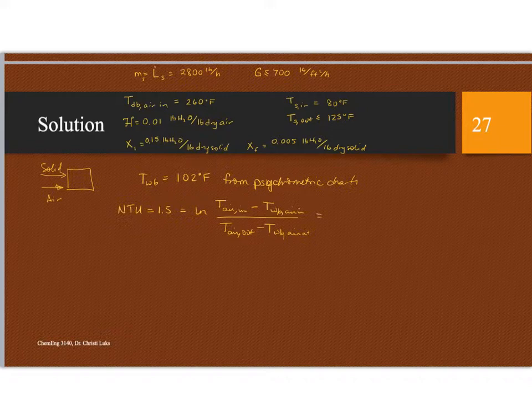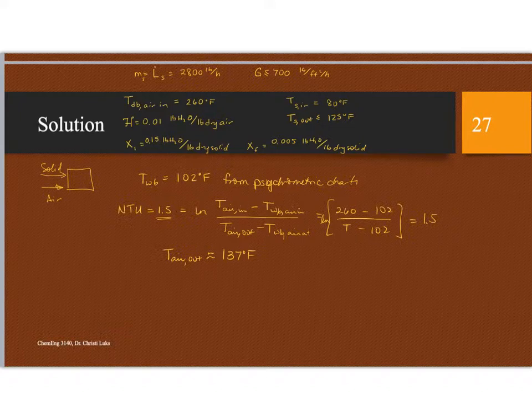So the air coming in was 260, a natural log of this. Wet bulb temperature is 102, and that will be the same in each case. So if I set this equal to my expected value of 1.5, then we get that the temperature of the air coming out will be about 137 degrees Fahrenheit. Now this is based on an assumed value of 1.5, but that's a reasonable estimate.